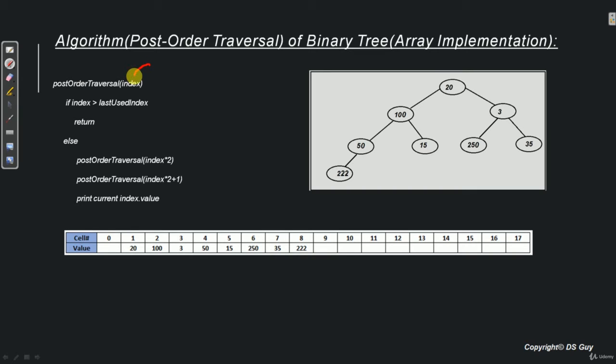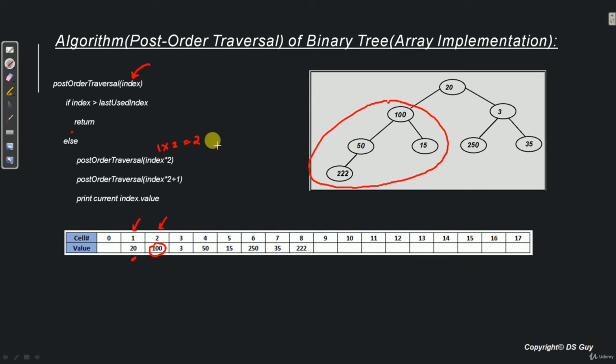So initially the value of index is 1. So what is the value in cell one? It is 20. So it checks if index is greater than last used index. No, it is not. So it goes in the else block. In post order traversal, it does a recursive call on index into 2. What is index? Index is 1 right now. Into 2 becomes 2. So what is at 2? 2 is 100, which is nothing but the left subtree. So basically we are doing a recursive call on the left subtree.